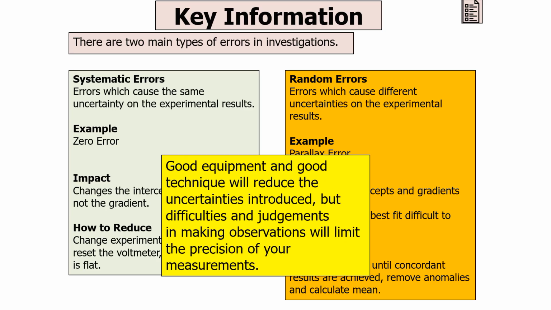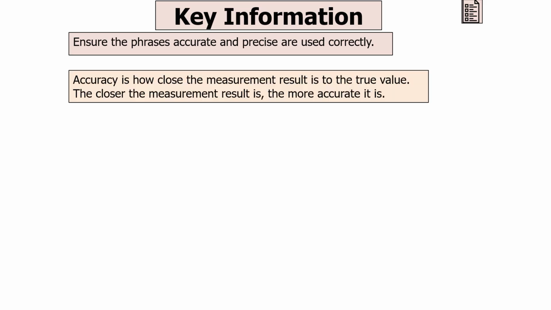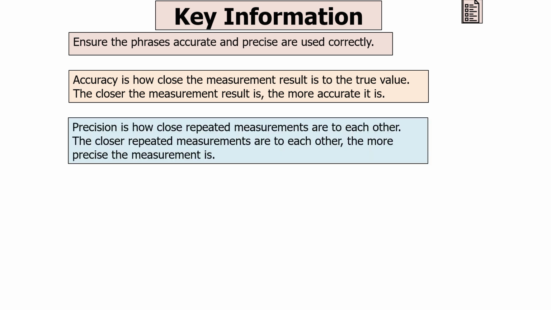Now, good equipment and good technique will reduce the uncertainties introduced, but difficulties in judgments in making observations will always limit the precision of your measurements. It's important you ensure that phrases such as accurate and precise are used correctly in your experimental write-up. Accuracy is how close the measurement result is to the true value. The closer the measurement result is, the more accurate it is. Precision is how close repeated measurements are to each other. The closer repeated measurements are to each other, the more precise the measurement is.